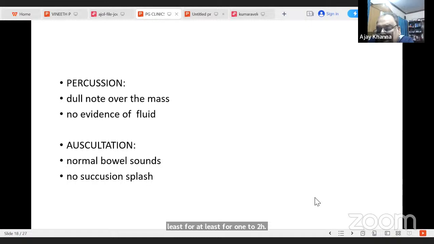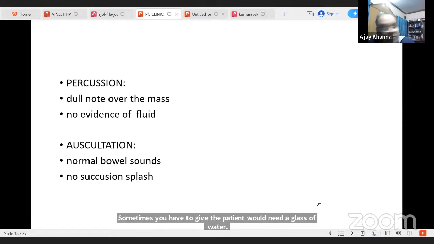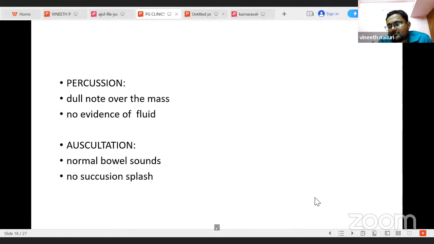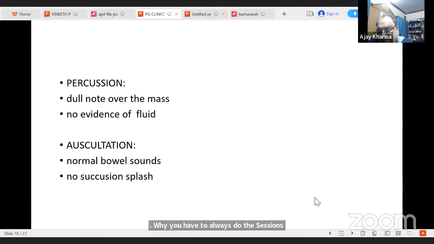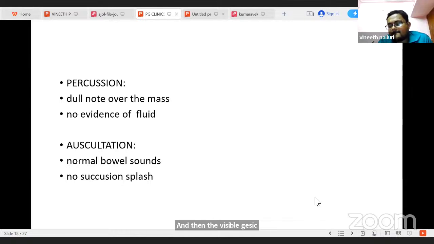Otherwise, if you do the succussion splash immediately after the meal, in your case also it will be present. And for demonstration of the visible gastric peristalsis, sometimes you have to give the patient a glass of water to drink to demonstrate it. That is why you have to always do the succussion splash first and then the visible gastric peristalsis. Okay, sir.